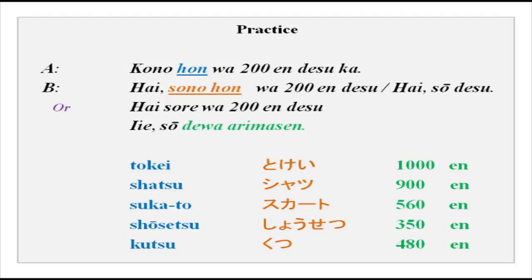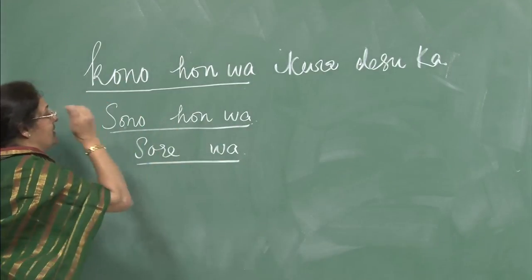Now in the second part in this practice sheet, we have: Kono hon wa 200 yen desu ka? Sono hon wa 200 yen desu. Hai sou desu, or hai sore wa 200 yen desu, or iie sou de wa arimasen. So now we have done this one over here, kono hon wa ikura desu ka?